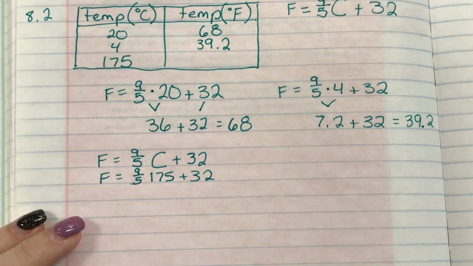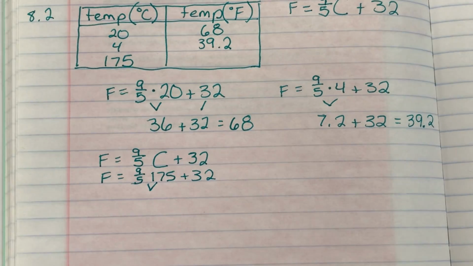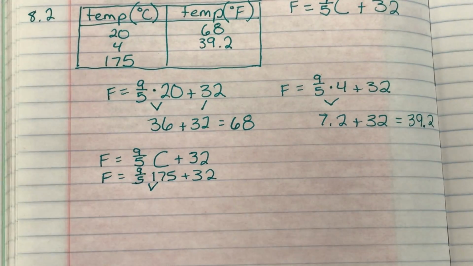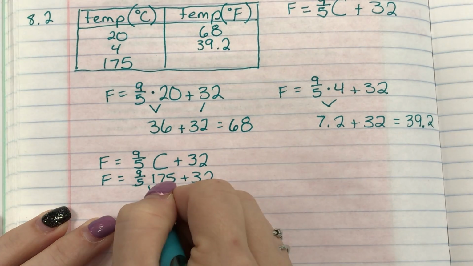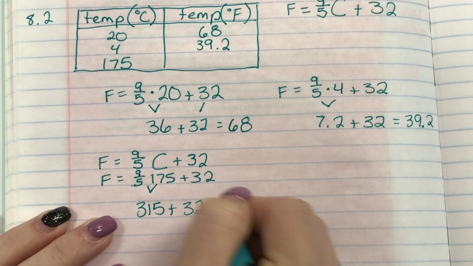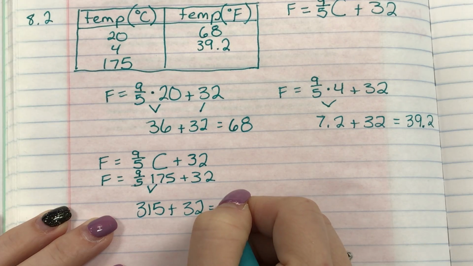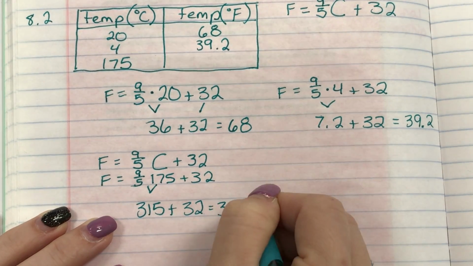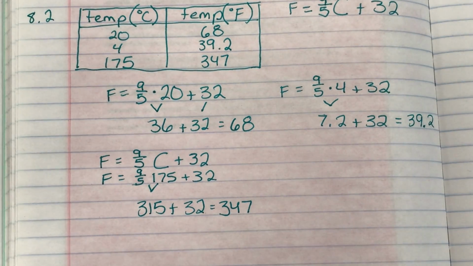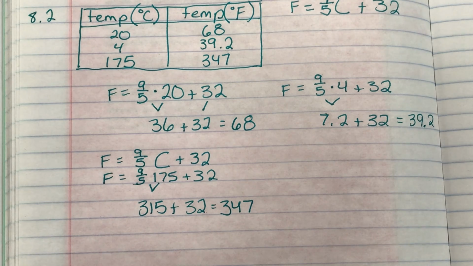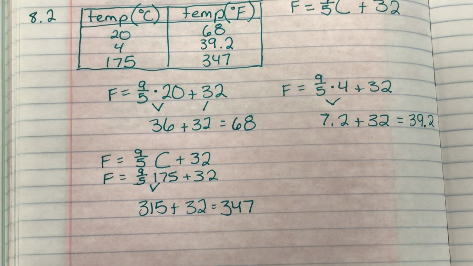Oh, so what'd you get? Someone tell me, what is 9 over 5 times 175, Eli? 315 plus 32, Megan? 347? All right. 347 is your final answer. We all good with that? Do you guys get all that? All you gotta do is just plug it in. It tells you where to plug it in.